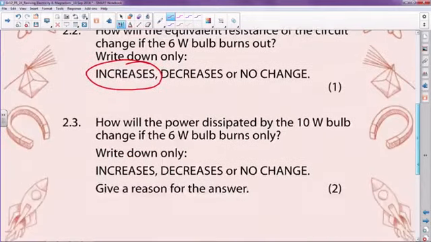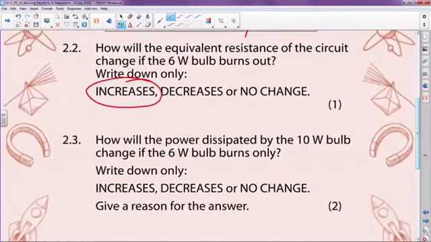There we go. How will the power dissipated, in other words, given off by the 10-watt bulb change if the 6-watt bulb burns out? Then they say write down only increases, decreases, or no change. And then you have to give a reason for your answer. So here you can't just guess, okay, because we all like to do that, but now you can't guess. So I want a nice answer.